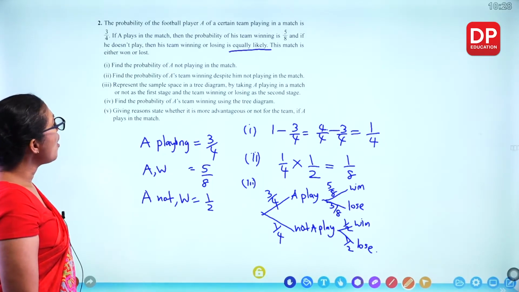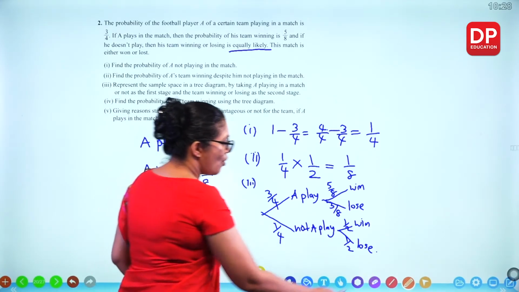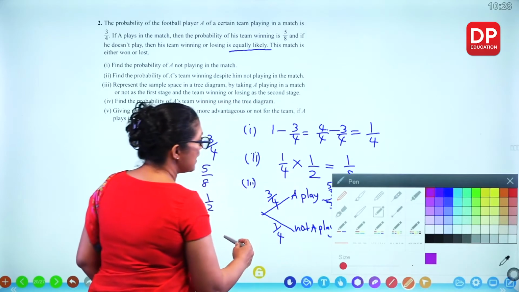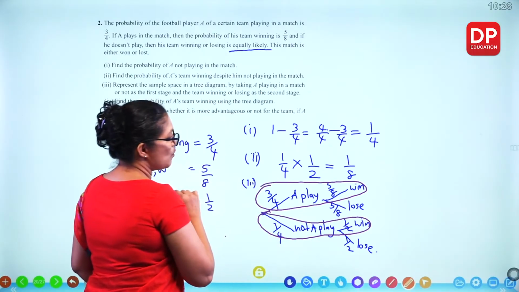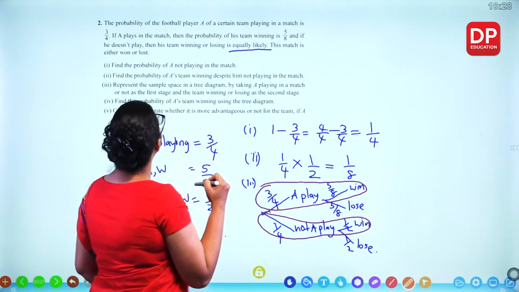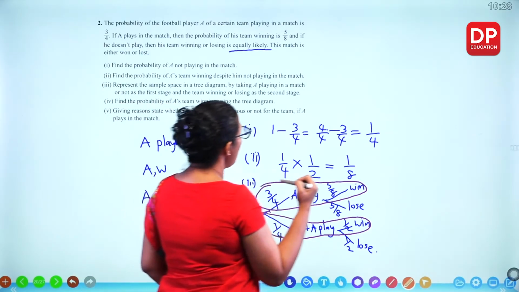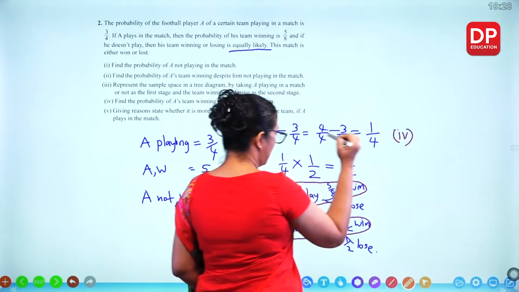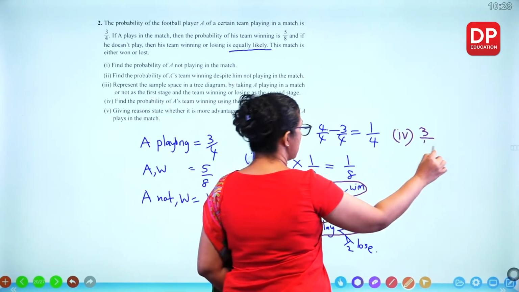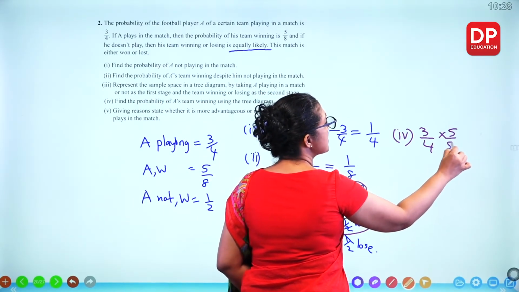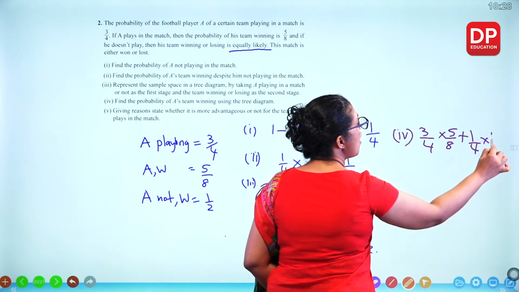It says find the probability of A's team winning using the tree diagram. So what's the branch we have to take? Winning. Either A plays and winning, or A not playing with winning. So you get 2 branches. So this is fourth part. So you multiply the probabilities when you take one branch, 3/4 times 5/8 plus 1/4 into half.